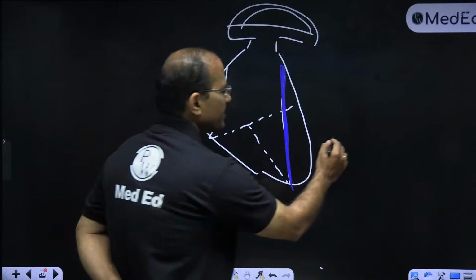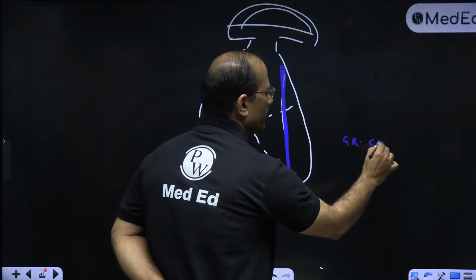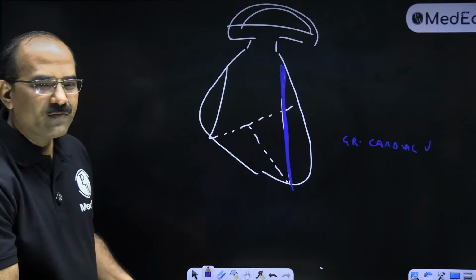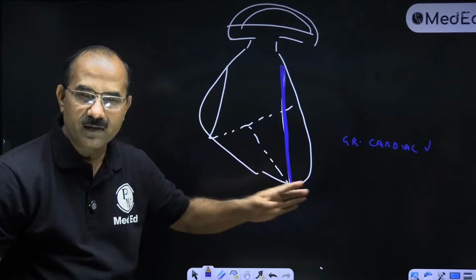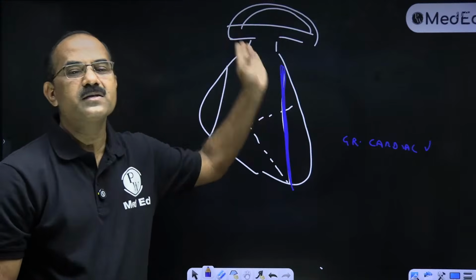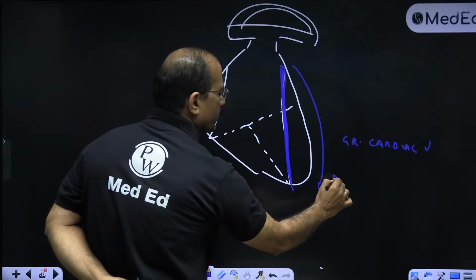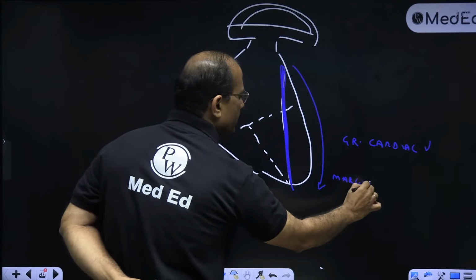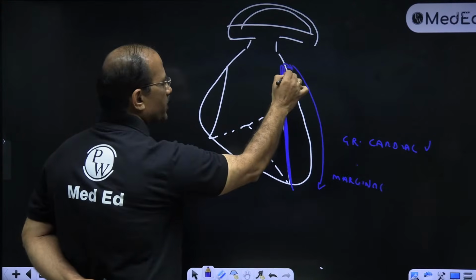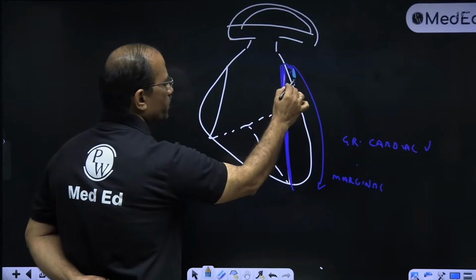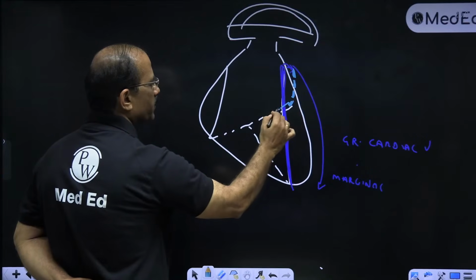This is the great cardiac vein. So the vein which the surgeon encounters in the anterior interventricular sulcus is the great cardiac vein. That's a marginal vein. So the great cardiac and the marginal vein now join to form the largest vein of the heart, the biggest vein, the largest vein of the heart.